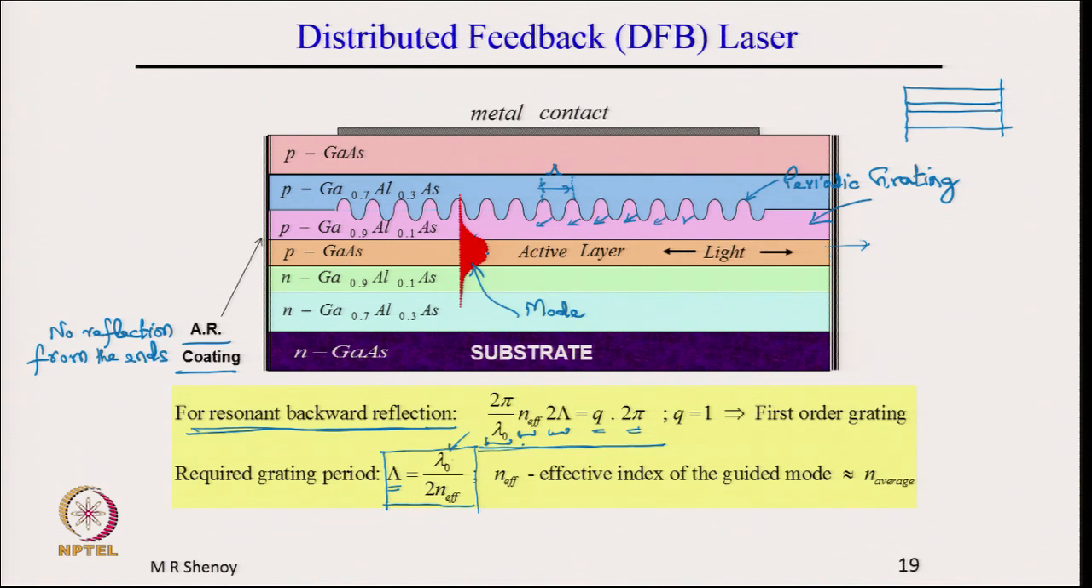And when we do that, there is only one single longitudinal mode oscillating in the laser, and the feedback is distributed all along the length. I have shown these arrows to say that the reflection comes for that one wavelength from every point, not like other lasers where the reflection comes only from the ends. In this case, the feedback comes all along the length of the cavity, and therefore the name distributed feedback laser.